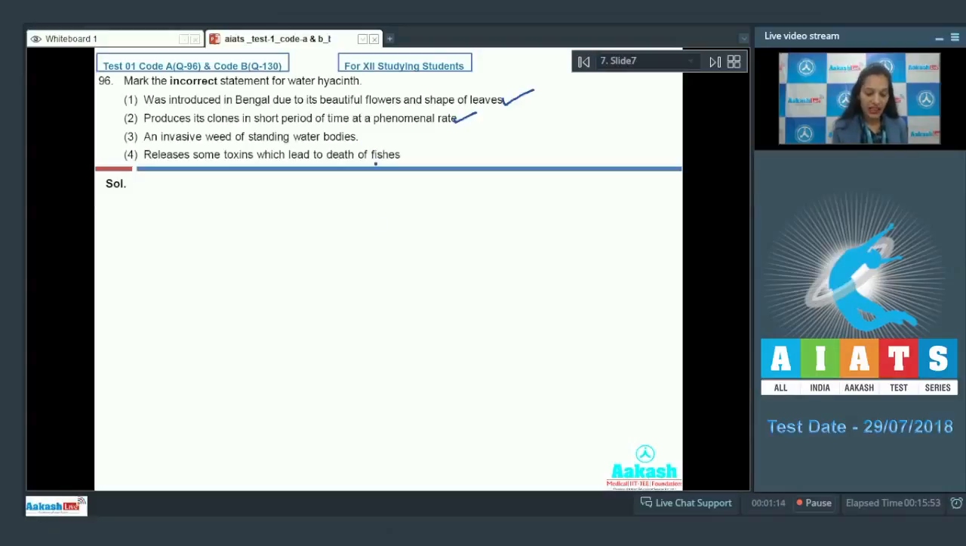Third statement is, it's an invasive weed of standing water bodies. It is also a true statement. And the last is, it releases some toxins which lead to death of fishes. No, this is the incorrect statement. It does not release some toxins. It drains out oxygen from the water, which leads to death of fishes. So this is the incorrect statement regarding the water hyacinth. Hence, the correct option for this is option number 4. Now let's move to the next question.